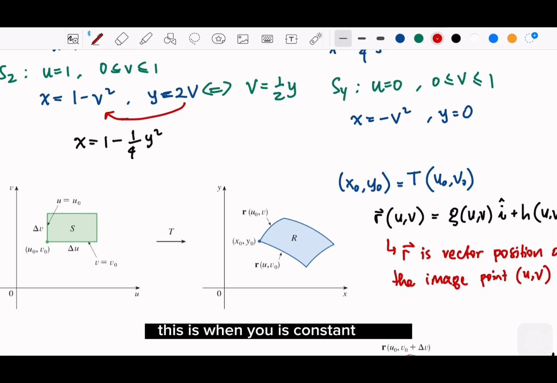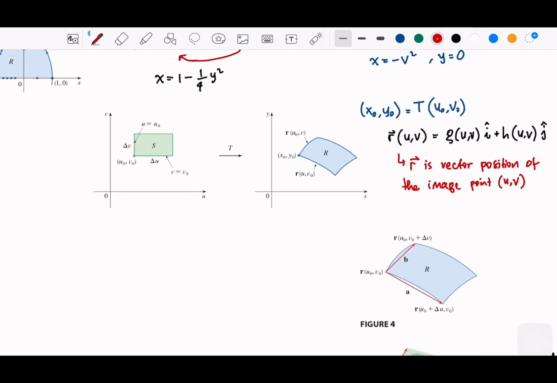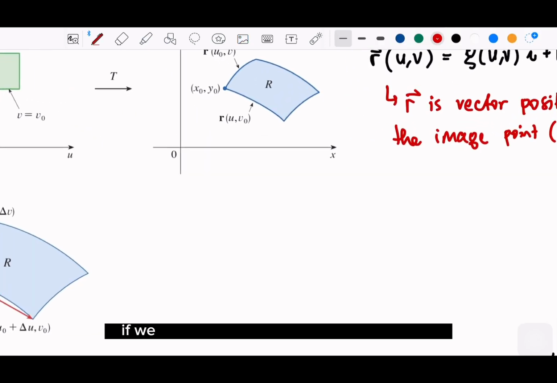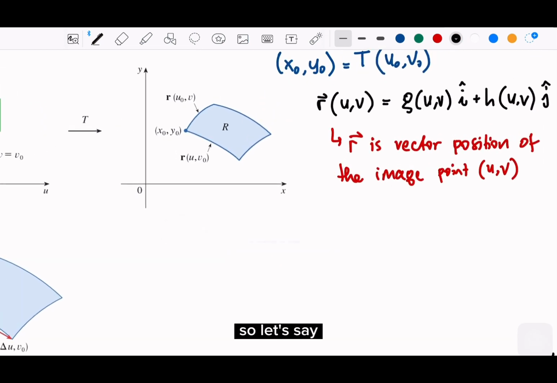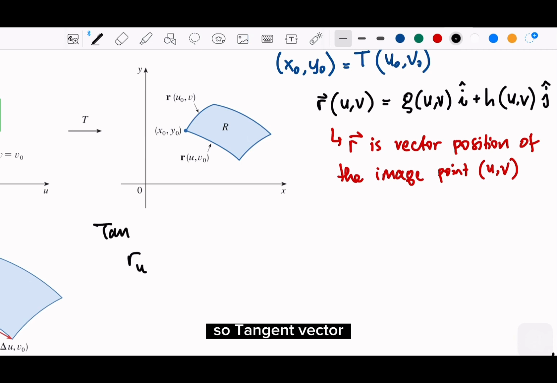This is when v0 is a constant and it just changes with u. This one here, u0 is constant and then v is changing. Let me write here that if we take the tangent vector of this r, let's say we have r_u. This is the tangent vector.